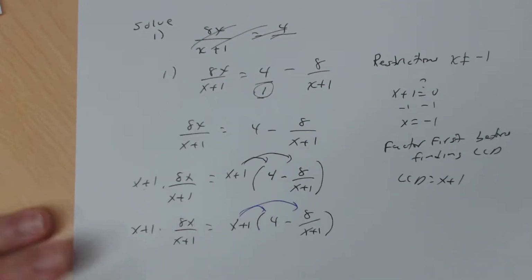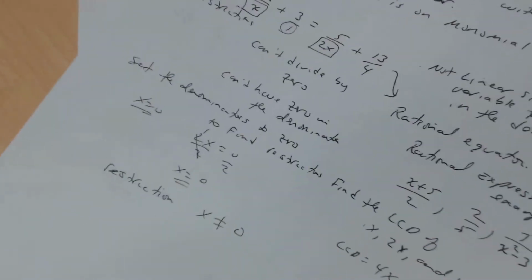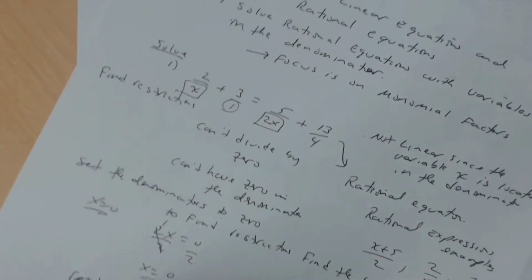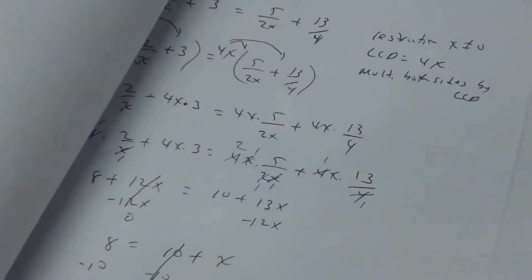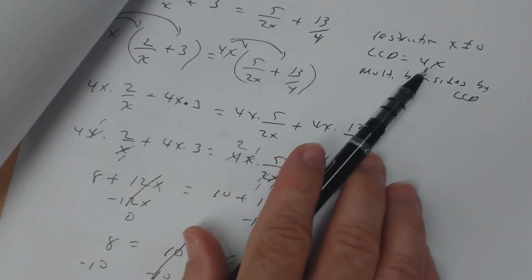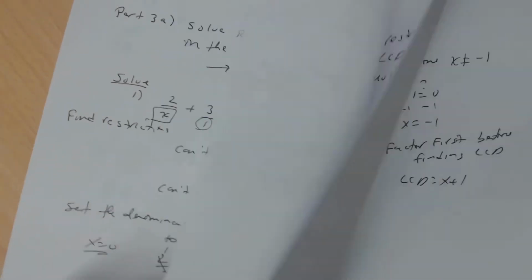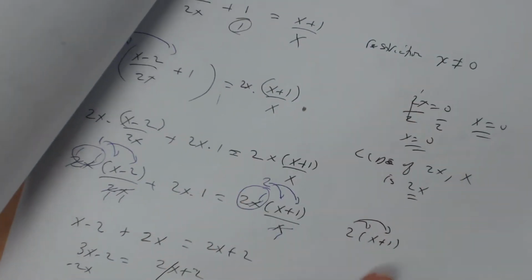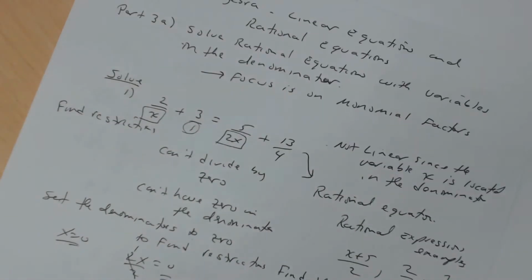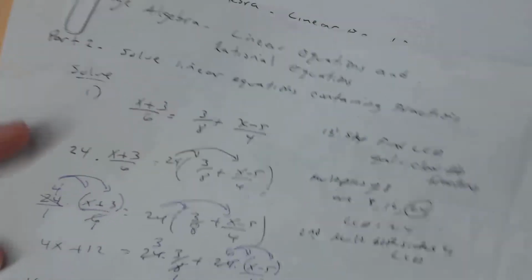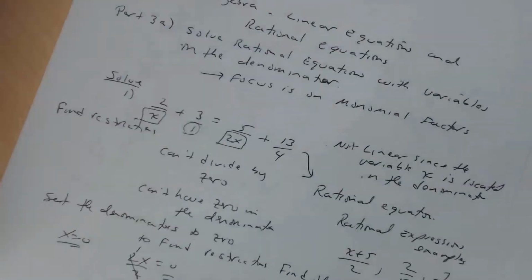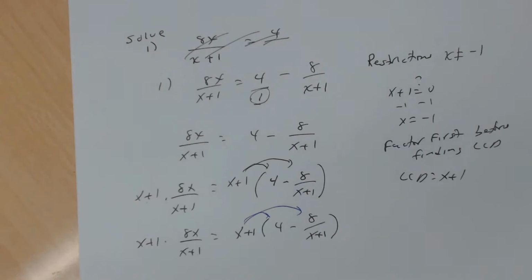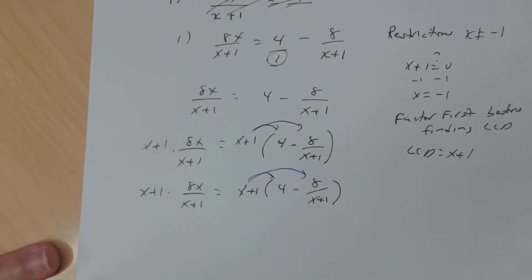Now be careful, because in the past, if you look at these lessons dealing with this topic, the LCD was always a monomial. It was 4x here. It was 2x here. Previously, over here, it was 24. So it's always a monomial. Now we're at a situation where it's not a monomial, but in this case it's a binomial. So you have to be careful in some situations. Okay, so we're going to go ahead and reduce if we can.